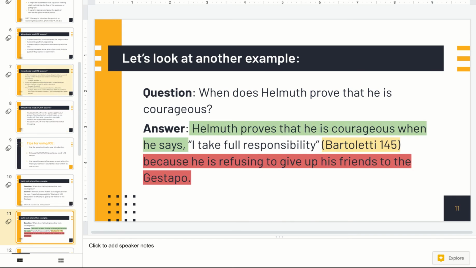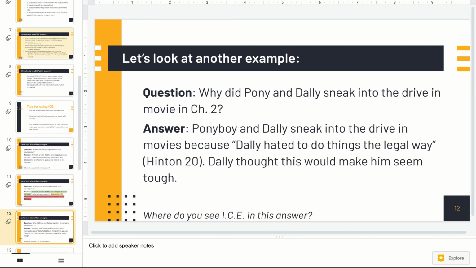Okay, as you can see in green, we have the introduction. We have the quote. It's only 4 words. They chose those specific words as those are the ones that were necessary. In yellow, we have our citation, the author's last name, and a page number. And in red, we have an explanation. This is one complete sentence. It sounds like it was written by one person, which is the goal with I.C.E.